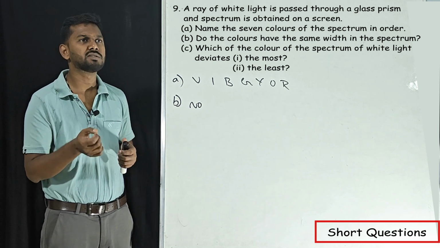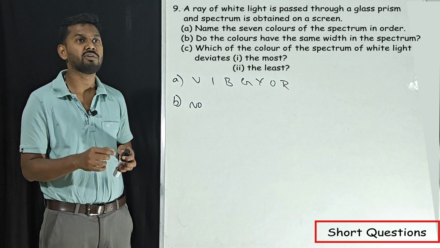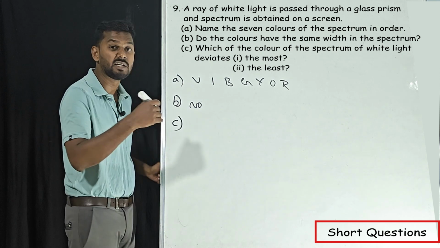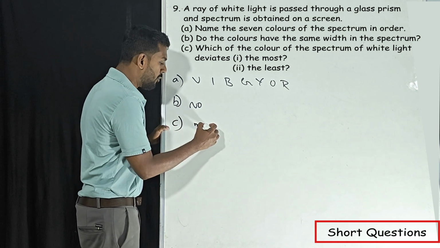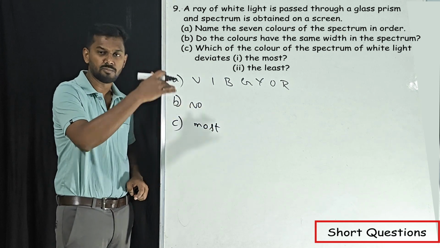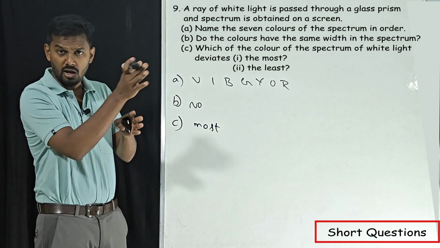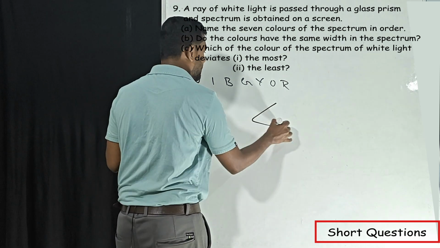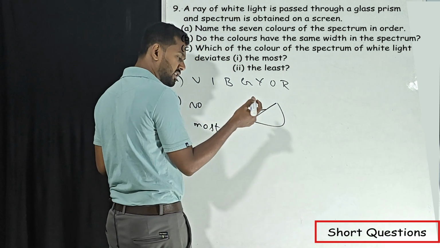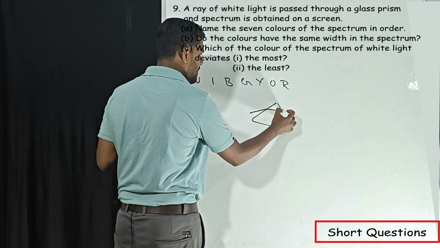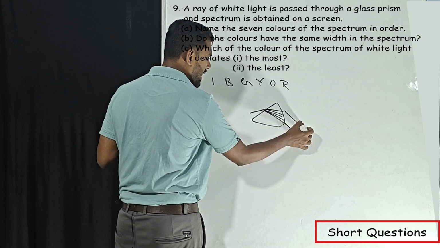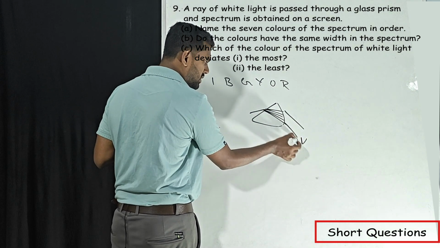Next, which of the colors of the spectrum of white light deviates the most and the least? See, deviating the most means taking a huge turn. White light is given like this. We discussed this question, I have already discussed. See, it goes like this, correct? So which color has taken the huge turn?